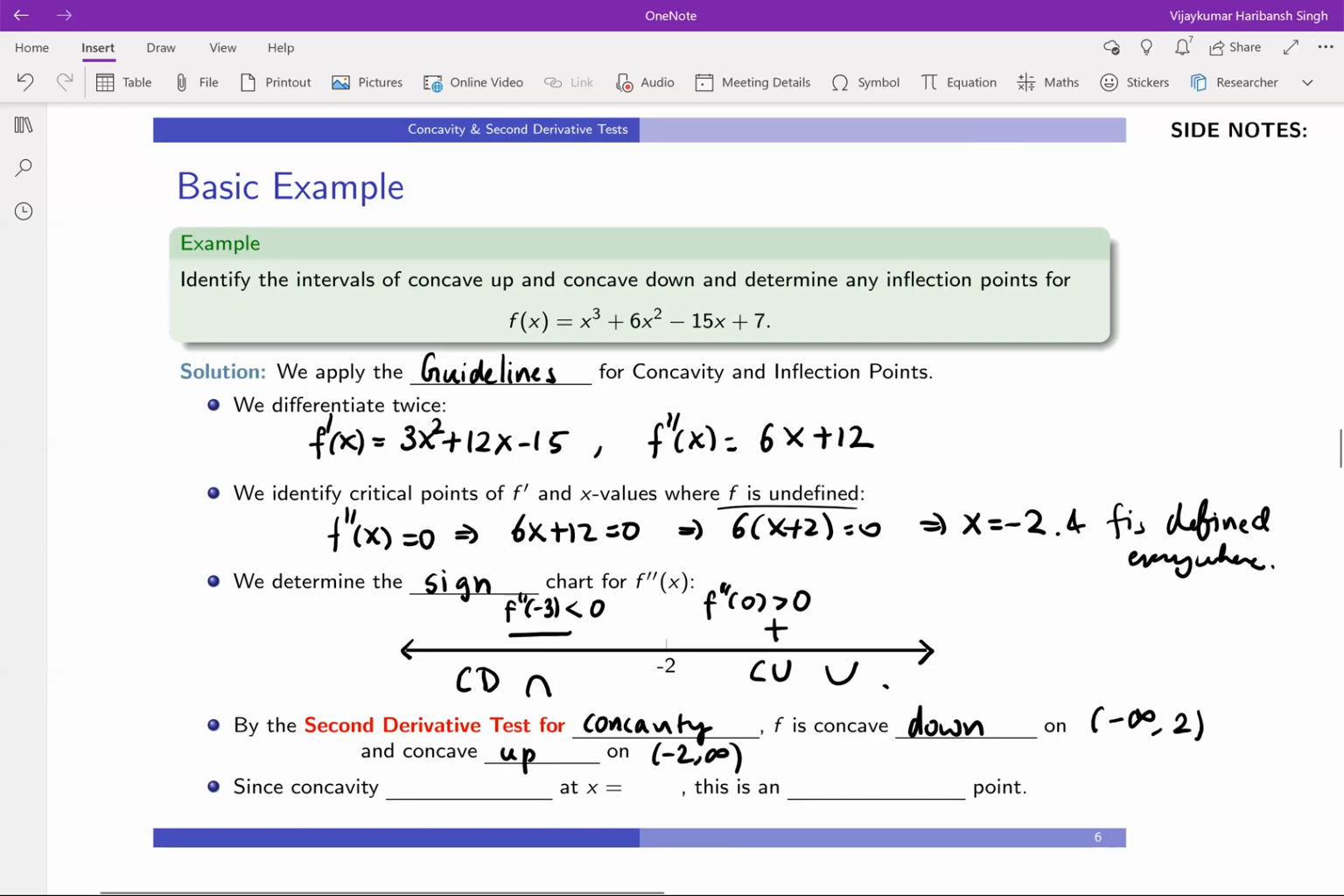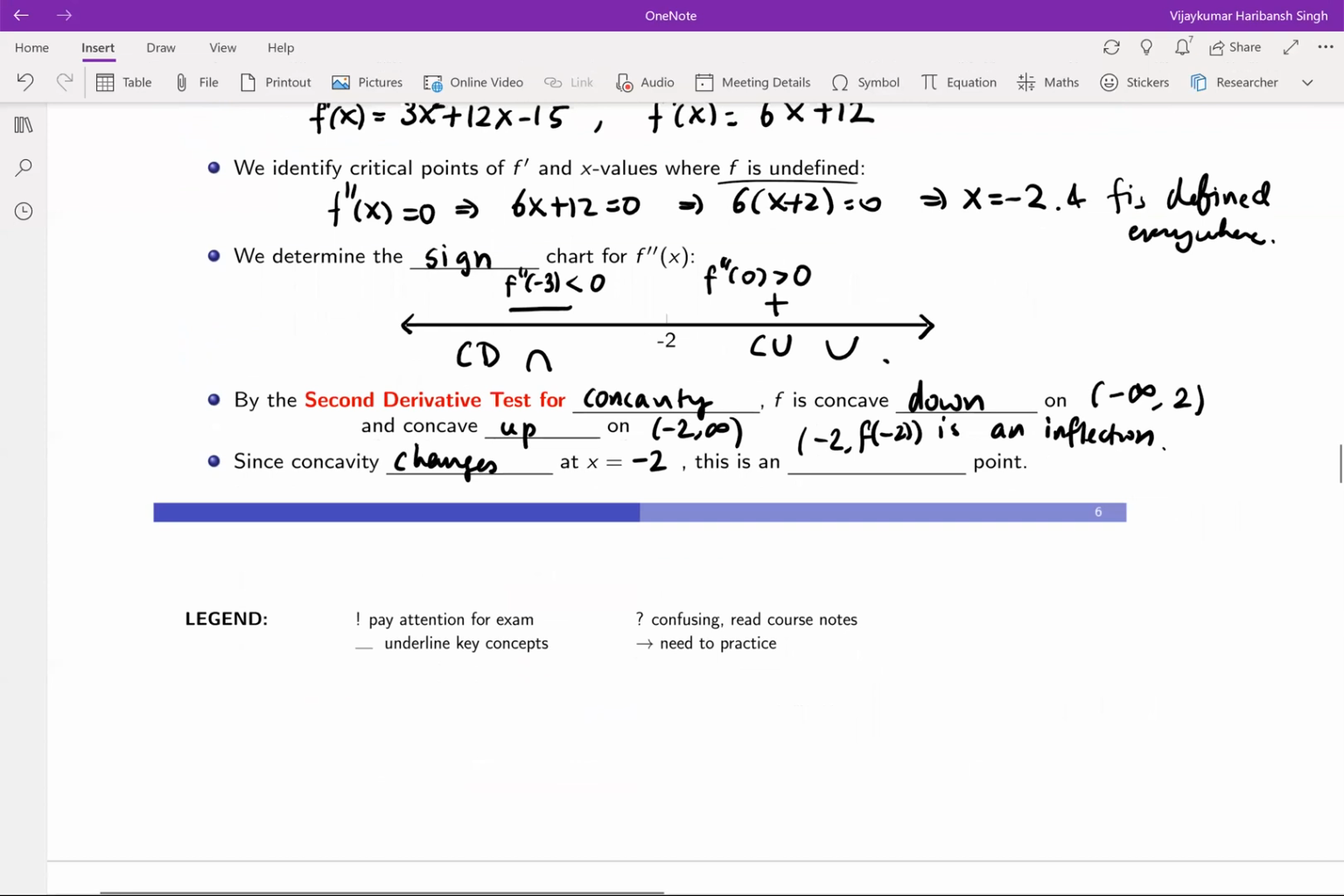So since the concavity changes at x equals minus 2, x equals minus 2 gives us an inflection point. So namely, we'll get minus 2, f of minus 2 is an inflection point. Okay, so this is the idea behind the inflection point.